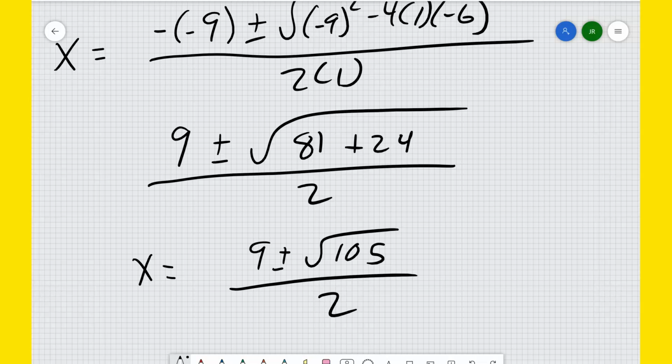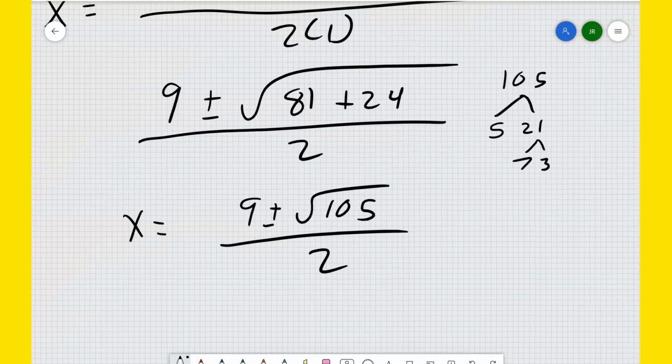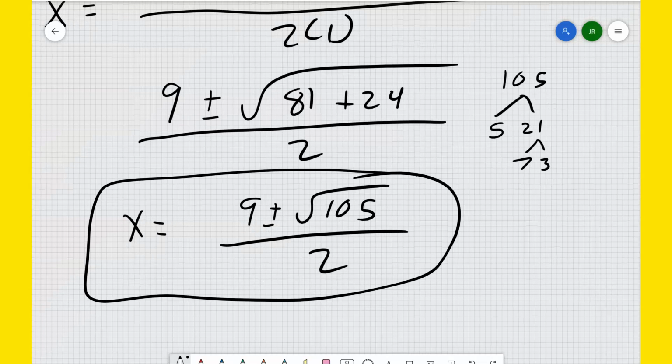Let me see if 105 will break down. I'm not sure, but I'm going to try. 5 times 21 and then 7 times 3. So I don't have any pairs. So the square root of 105 will not break down to anything simpler. So I'm just going to leave my answer just like that. And that's a good answer.